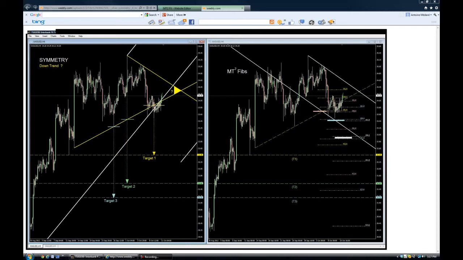Let us look at the concept of symmetry. On the left here, as it is applied to the trade setup on silver 4-hour chart, you can see one yellow flip line, one APF in white, 3 projected targets, and one yellow triangle with a question mark.